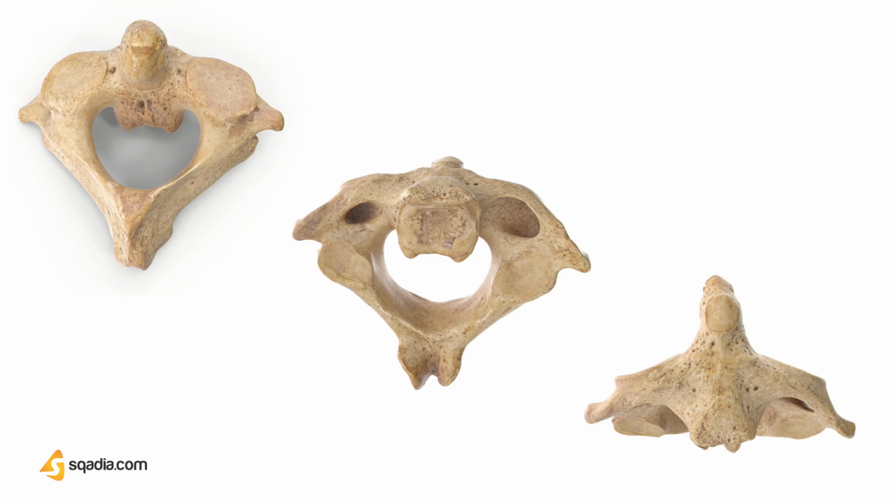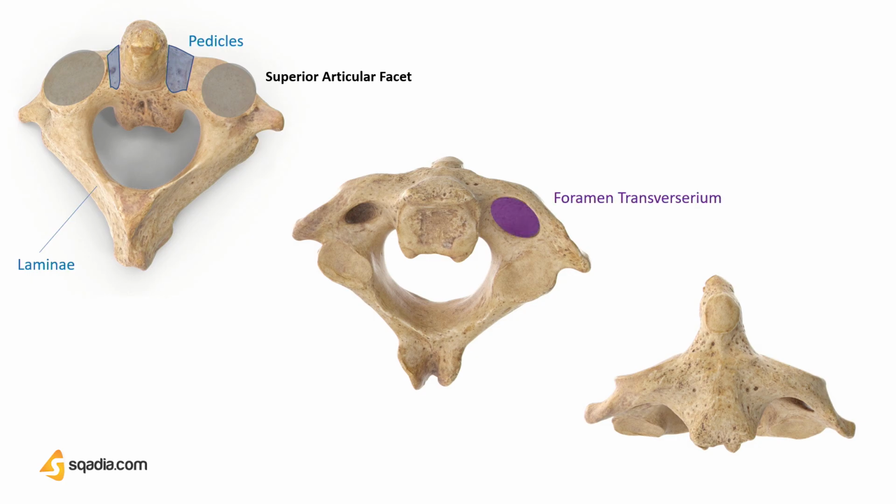The pedicles are concealed by the large superior articular facets. The laminae are strong and thick. The superior articular facet is large, flat, and circular in appearance and overhangs the foramen transversarium. Each inferior articular facet is lying in the downward and forward direction and articulates with the third cervical vertebra.